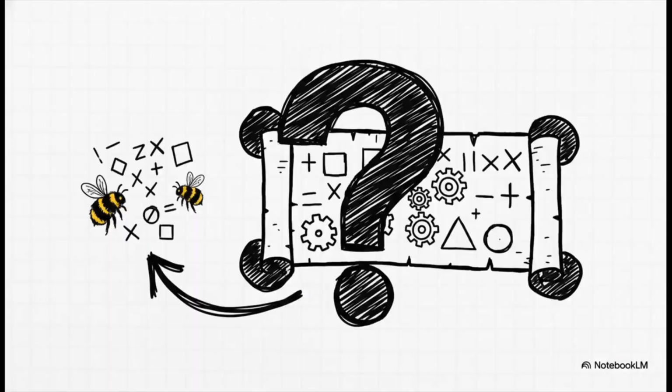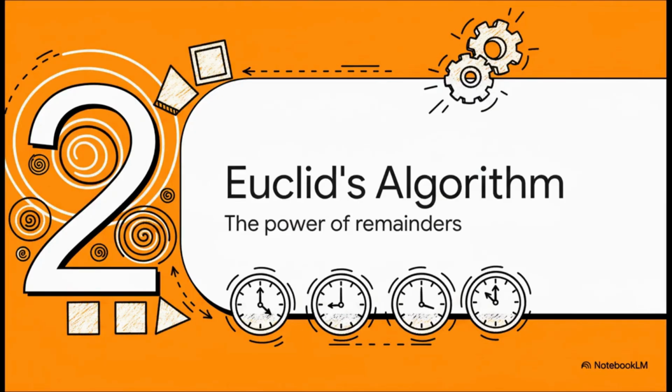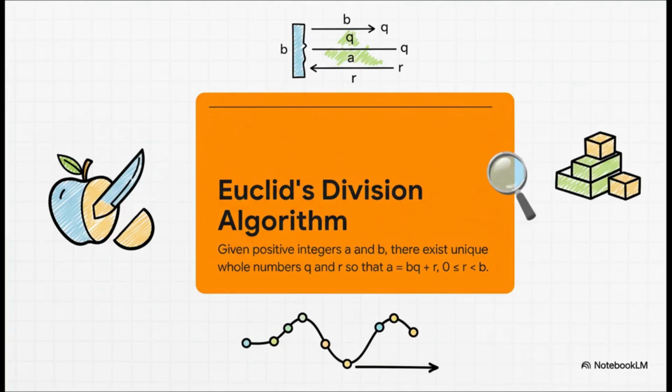Any ideas yet? Now, we could sit here all day guessing and checking numbers, but where's the fun in that? Mathematicians, they love an elegant solution. And to crack this, we're going to pull out a powerful tool that's, believe it or not, over 2,000 years old. And that incredible tool is Euclid's division algorithm. Seriously, this thing is one of the absolute cornerstones of number theory. And it gives us a really precise way to think about the very thing our bee puzzle is all about, remainders.